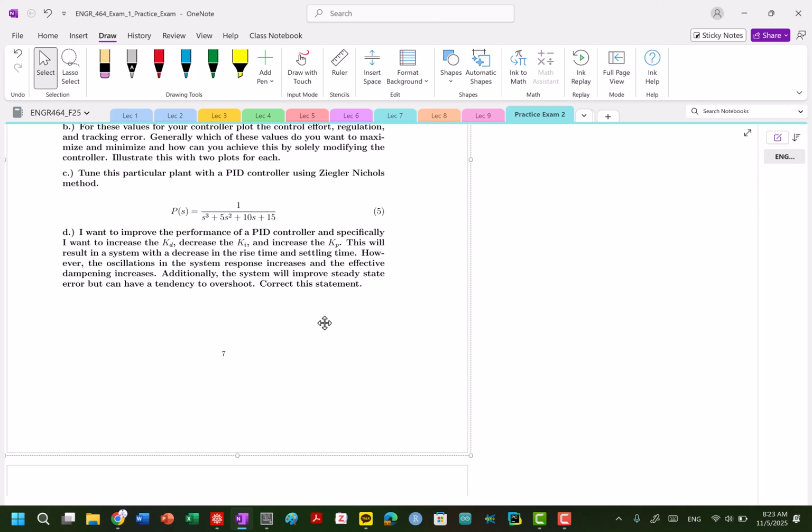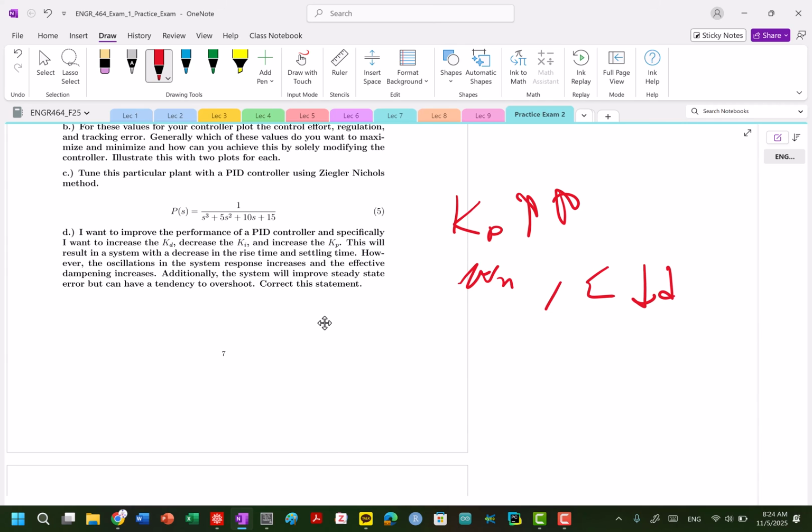So increasing KP, what will that do? If I increase KP, first of all, what is that going to do to the system? It's going to increase my natural frequency, so I'm going to increase essentially oscillations. My poles move further up the imaginary axis. So my omega n increases, my zeta damping ratio will decrease. So we're not changing the decay, and we should see an increase in the control effort as well. That's a really important component to the system.